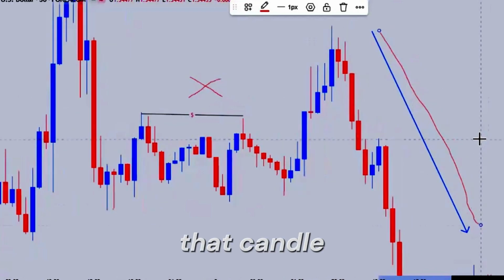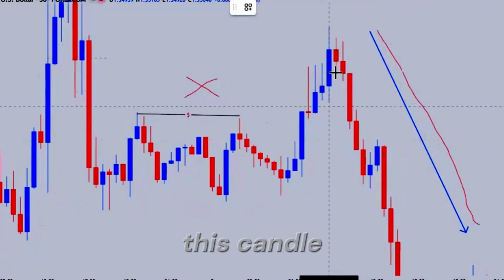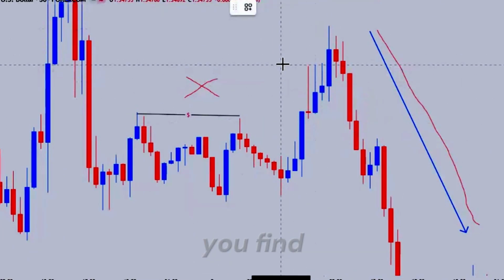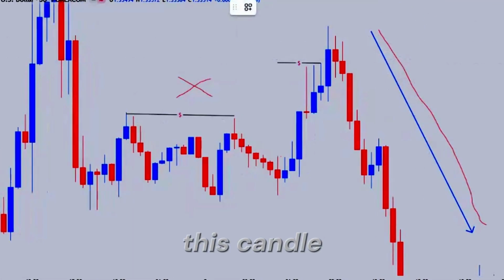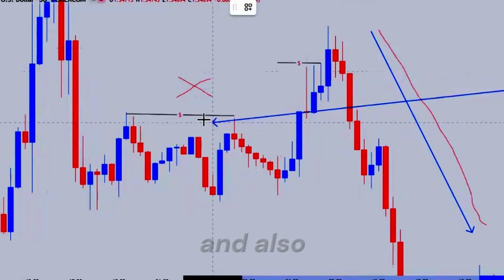Let's find that candle. The candle happens to be this candle right here. Not just here, but also here as well. If you go on the smaller time frame, you find out that there's also a liquidity right here. You can see that this candle right here was the candle that took out this liquidity and also this liquidity.